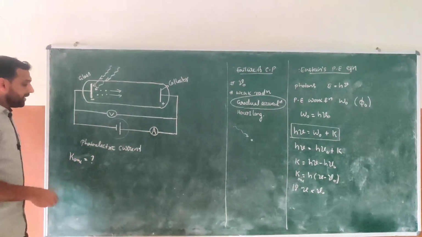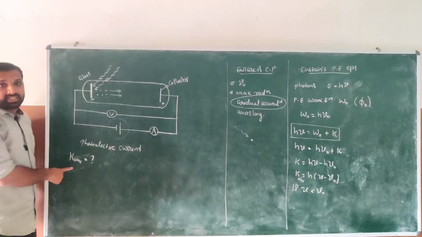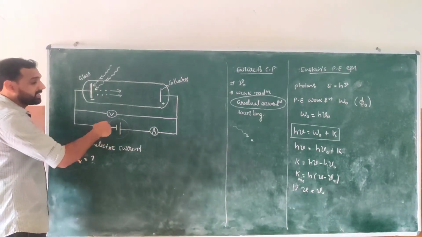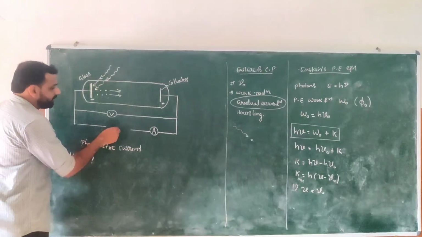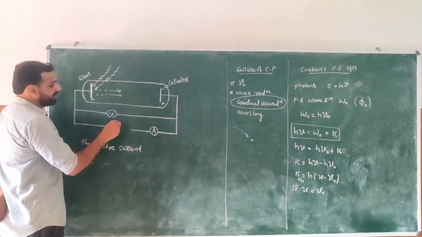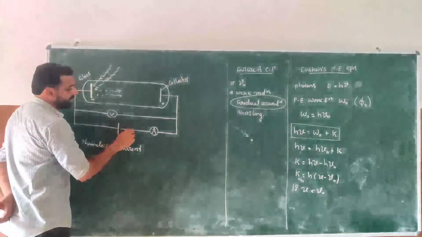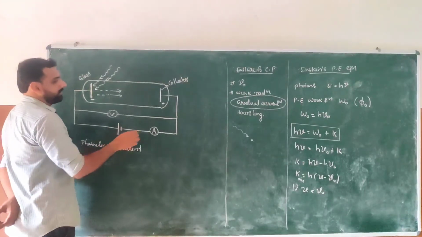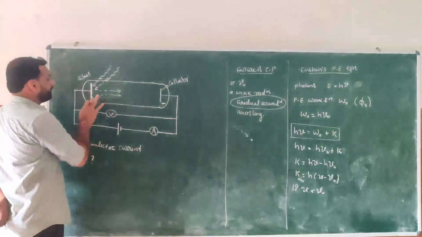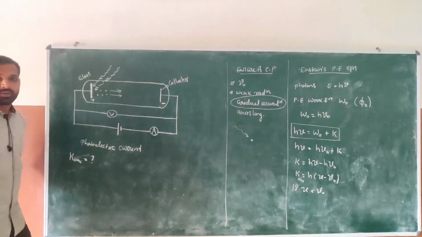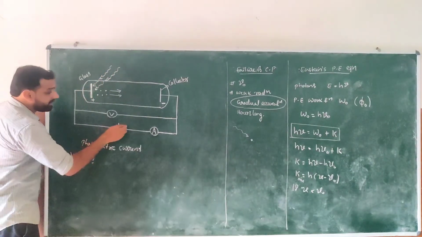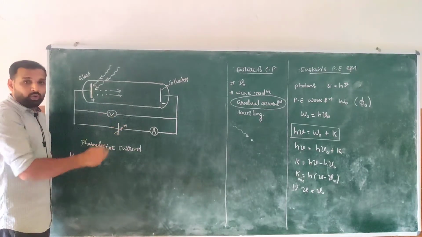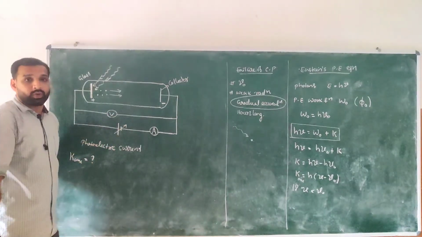Now, in order to find the maximum kinetic energy, we are reversing the terminal. Reversing the terminal means we are giving this one positive and this one negative, so this will be negative and this will be positive. This is a variable voltage source.